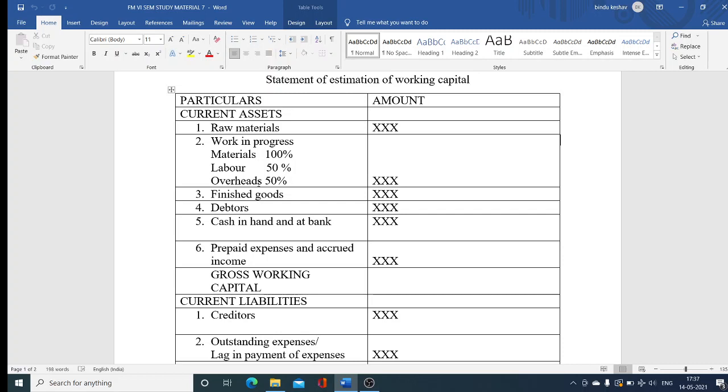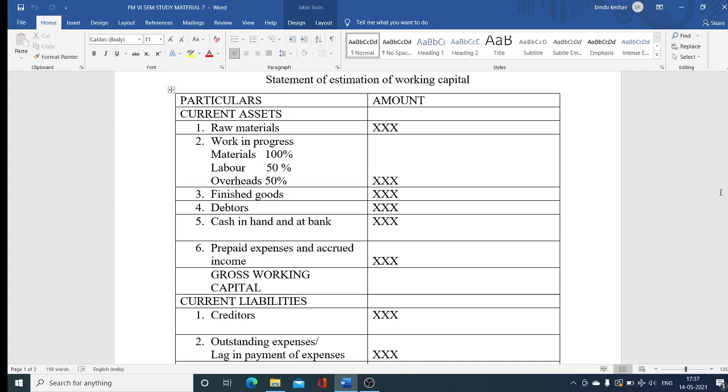Then we have cash in hand and cash at bank. The other one is prepaid expenses. If you have paid any expenses in advance, that will be considered as current assets. When we add all these items, that is raw materials, work in progress, finished goods, debtors, cash in hand and at bank, prepaid expenses and accrued income, we get the total. The total is known as the gross working capital.